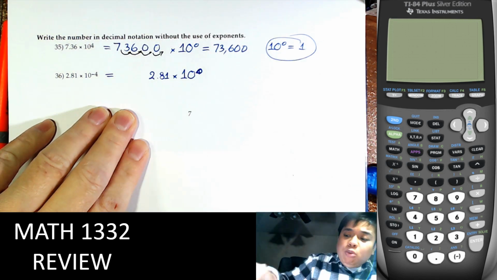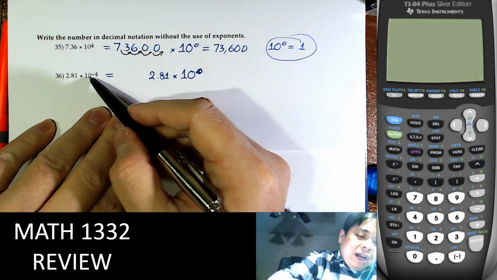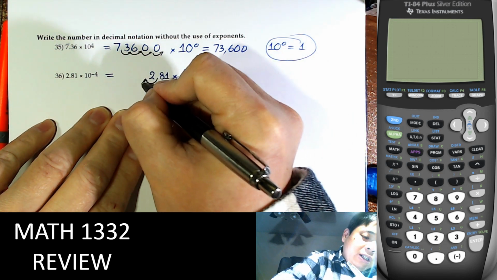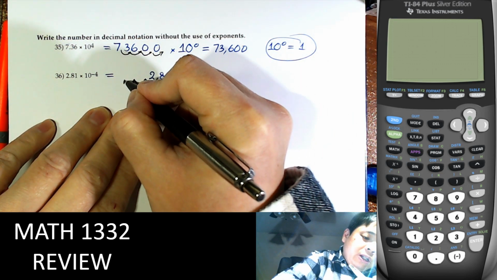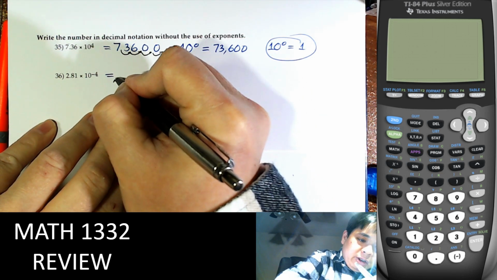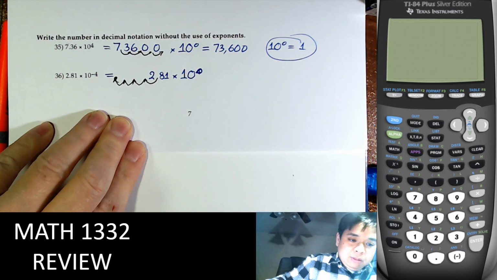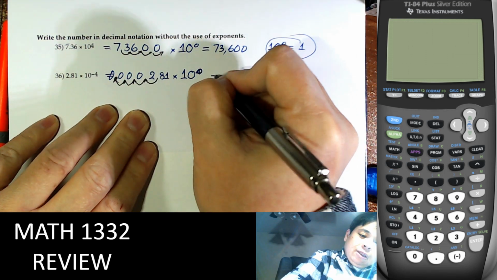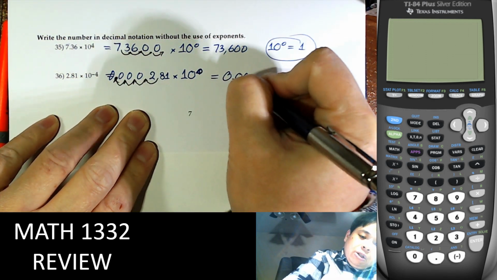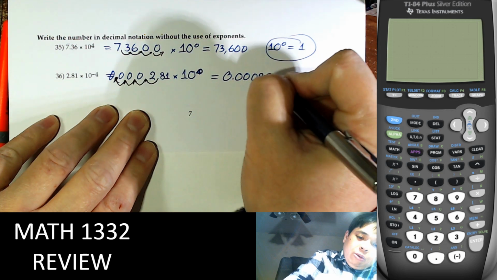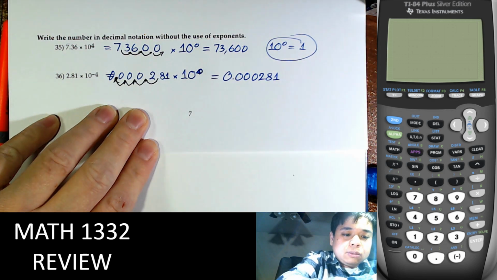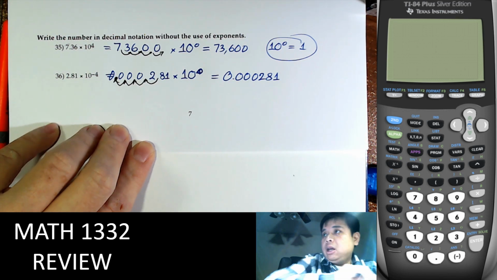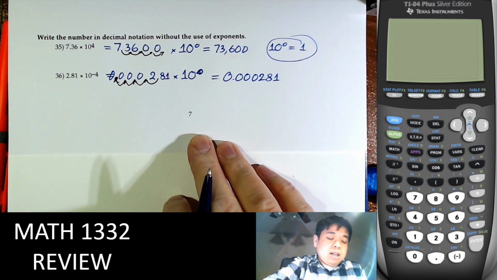we have to make it smaller. So the power getting bigger, the number getting smaller by 4. So 1, 2, 3, and 4. So the decimal will be right here. Will be 0.000281. Yeah. So just like that.